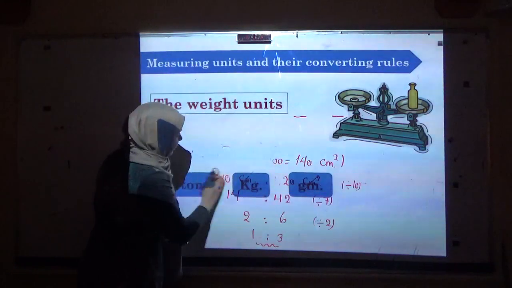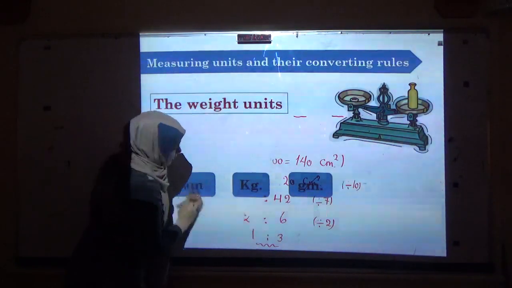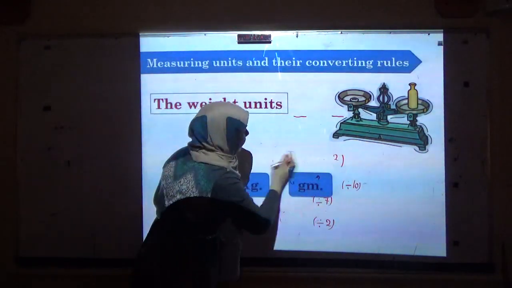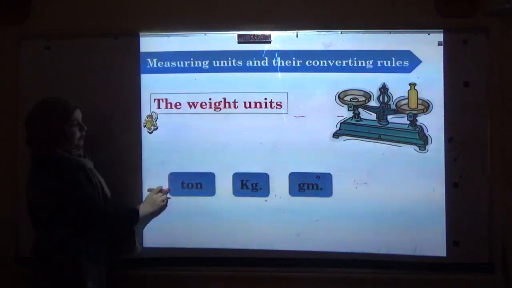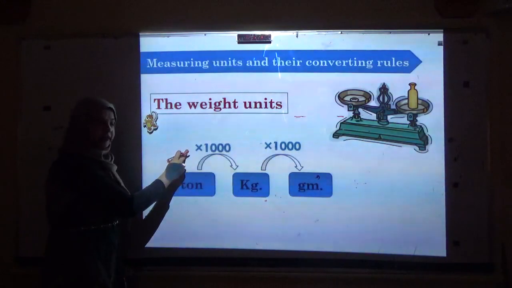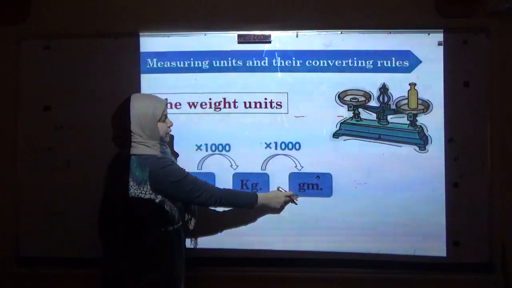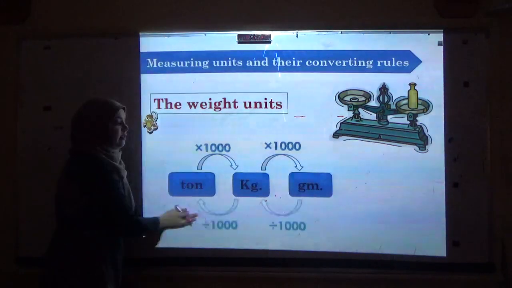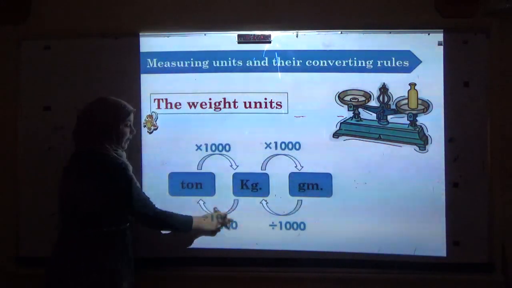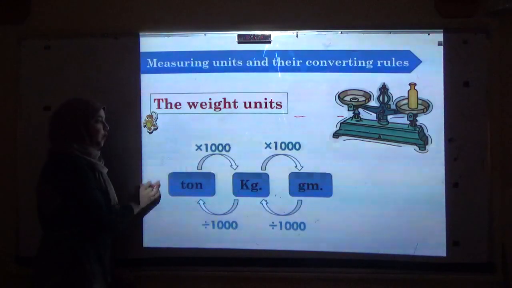Now the weight units. The weight units are ton, kilogram and gram. To convert from ton to kilogram, multiply by 1000. From kilogram to gram, multiply by 1000. But from gram to kilogram, divide by 1000. From kilogram to ton, divide by 1000.